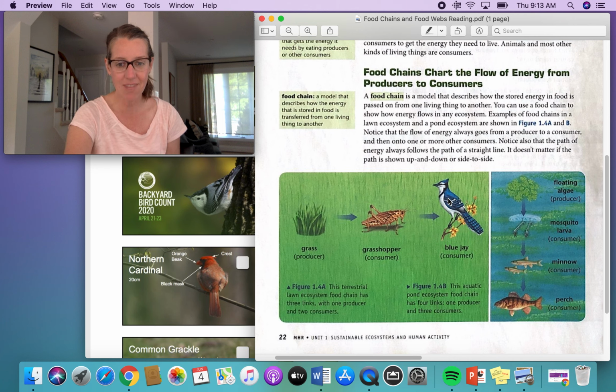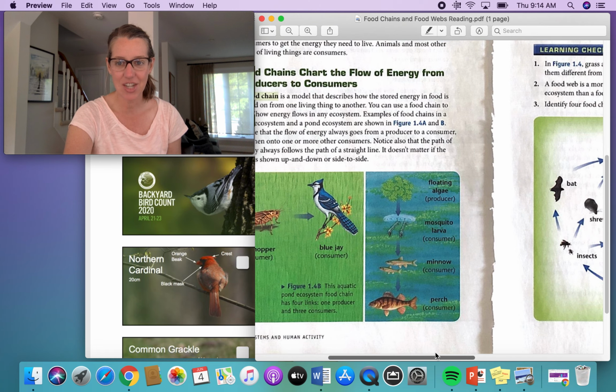All right. The direction of the arrow is really quite important. If it was the other way around, then that really wouldn't make too much sense, right? If the energy from the grasshopper went to the grass, well, that would mean that the grass is eating the grasshopper, and that certainly doesn't happen. All right, so that's one thing to note.